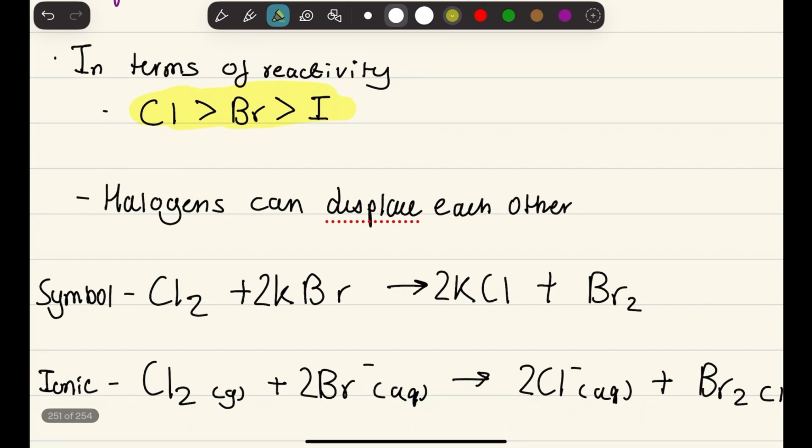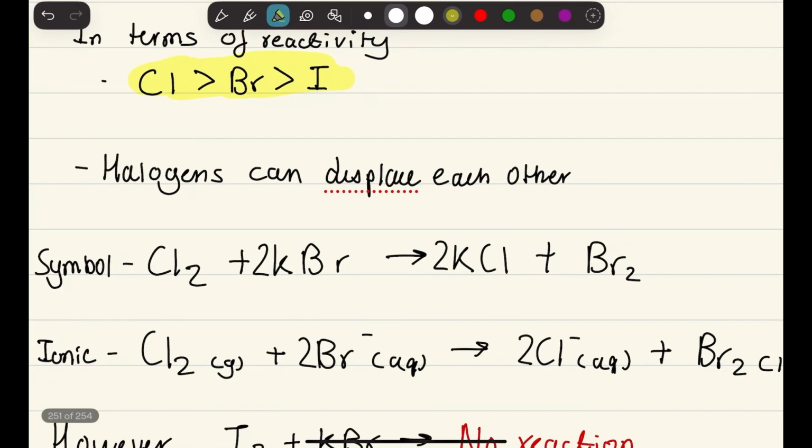So if we draw a simple equation here, if I'm adding chlorine to a bromide ion solution, like potassium bromide, the chlorine is more reactive than bromine, right? So chlorine is going to displace bromine. So chlorine comes, it forms KCl, and then you get bromine on the side. We can draw the ionic equation for that as well. Cl2 plus 2Br minus goes to 2Cl minus plus Br2. And that's because they are aqueous, or they're in solution when they're with the potassium.